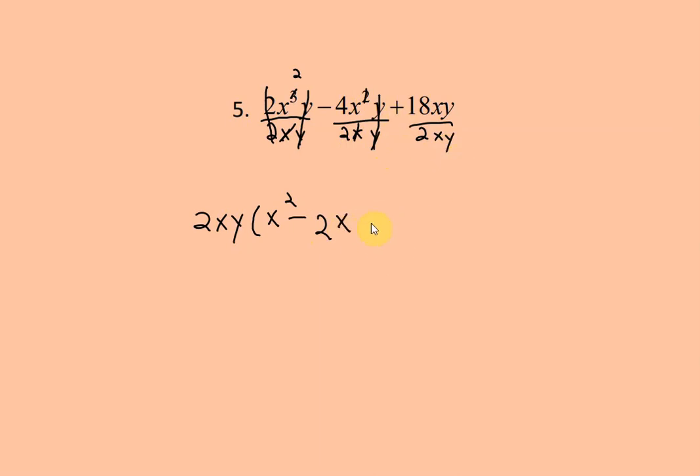And then bring down the plus sign. The y's are going to cancel. The x's are going to cancel. 18 divided by 2 is 9. And this is my factored solution. Again, if you wanted to multiply them back together to check your solution, you can do that. And that's how we factor by using the greatest common factor.